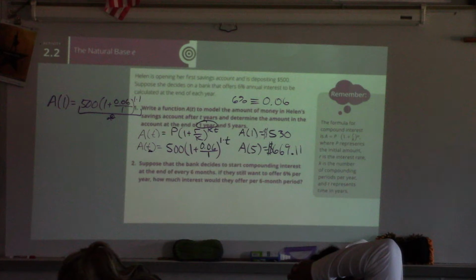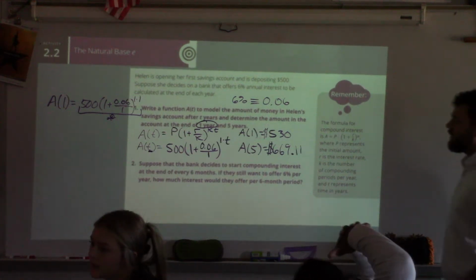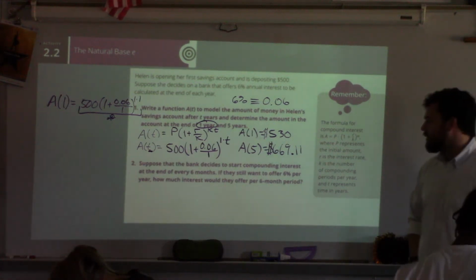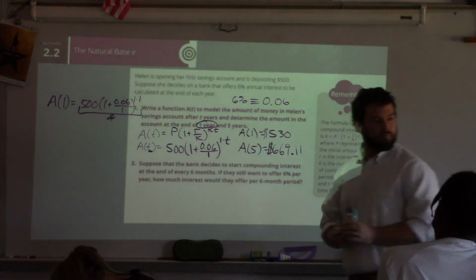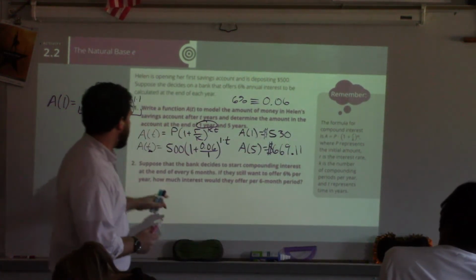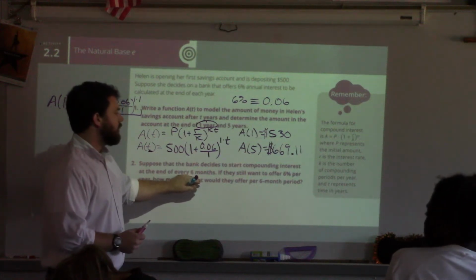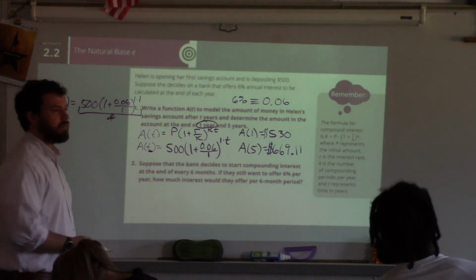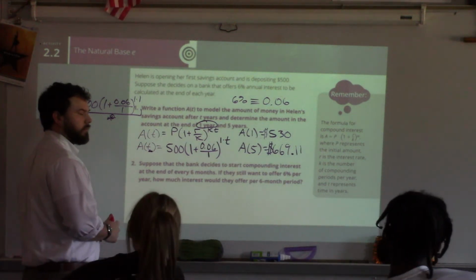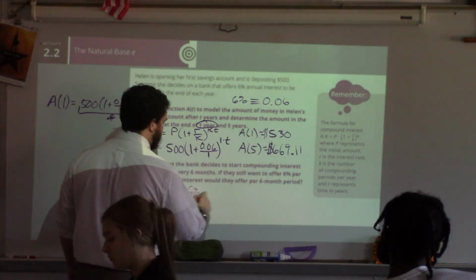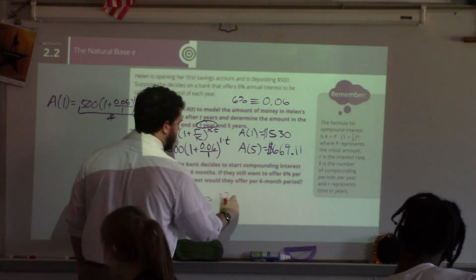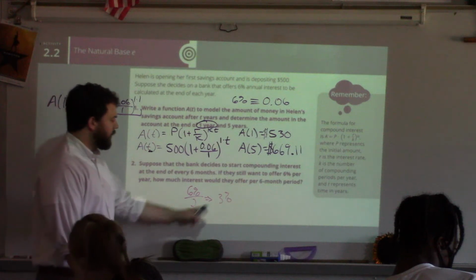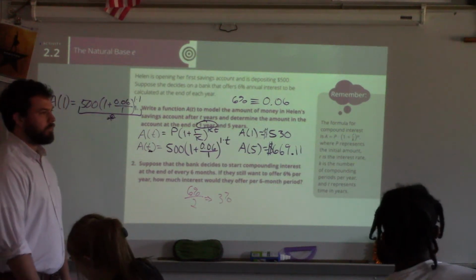Alright, suppose that the bank decides to start compounding interest at the end of every 6 months. If they still want to offer 6% per year, how much interest would they offer per 6-month period? For her? No, just in general. If they're deciding to compound at the end of every 6 months, and they wanted to still offer 6% per year, what percent would each 6 months get? 6%. Or 3%. Split in half would be 3%. You actually get more money this way. Exactly, you get it compounded twice.